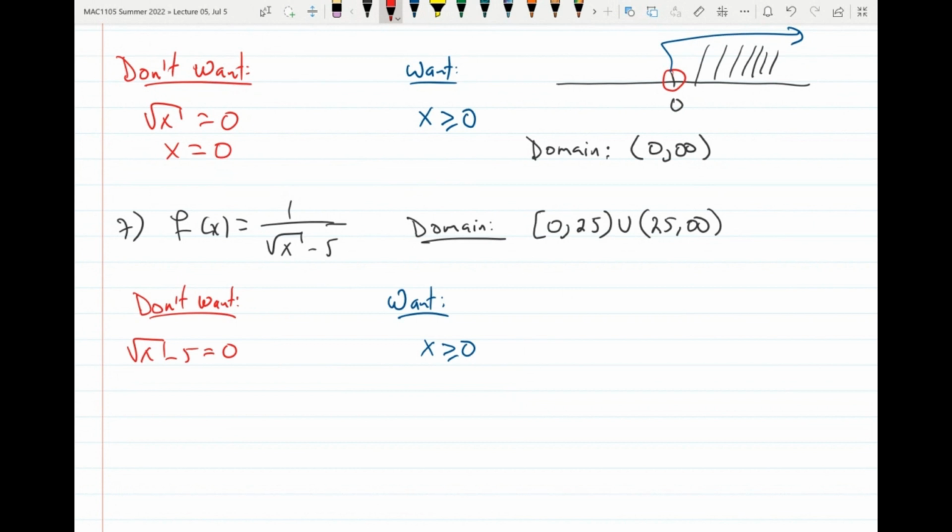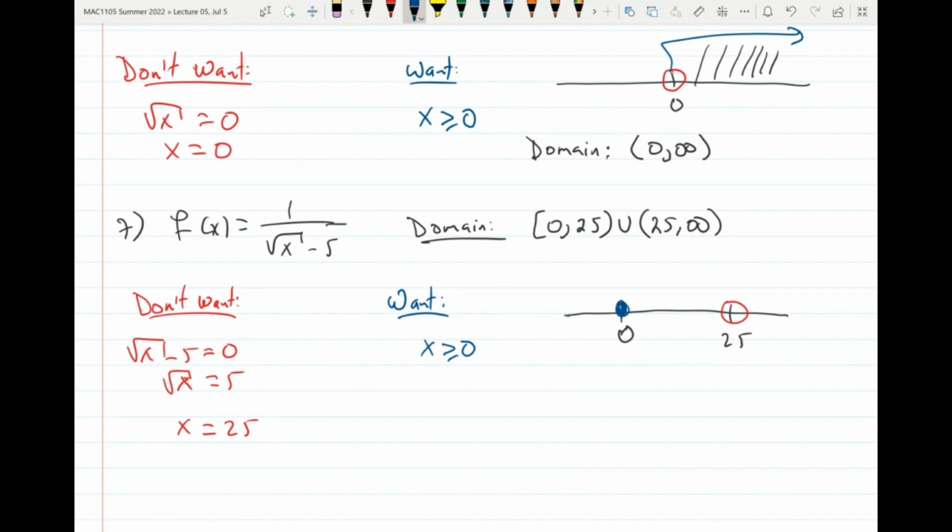Now this one, we solve this little radical equation. So we get x is 25, okay? So we need to avoid 25, and we need to make sure that we plug in non-negative stuff, okay? So putting this together, you look at the intersection. Now, what are the points that we see? So we see 0, so we need to have it in there. And we see a 25, we need to have it in there. So remember, we don't want 25, and then we want 0, and anything to the right of 0.